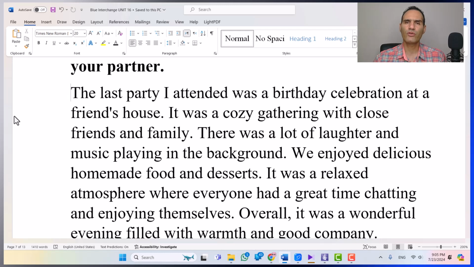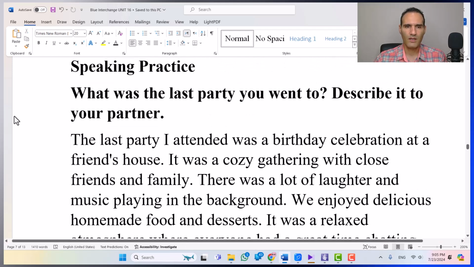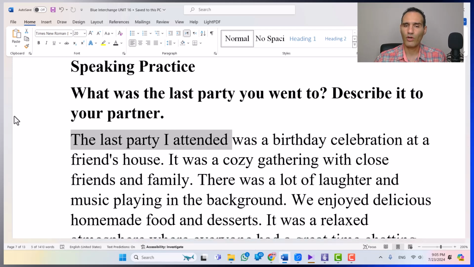And maybe also you can record your voice on your cell phone or whatever and then listen to it. See how you can make it better. Okay, this is my answer to description of my last party. The last party I attended or I went to was a birthday celebration at a friend's house. A clear response in the beginning.